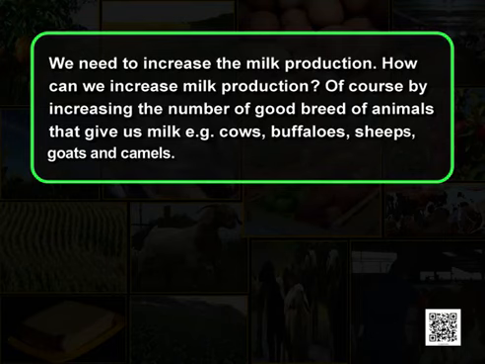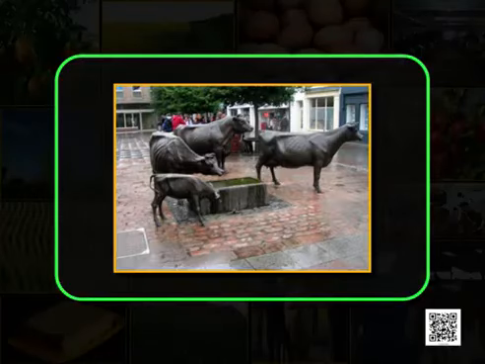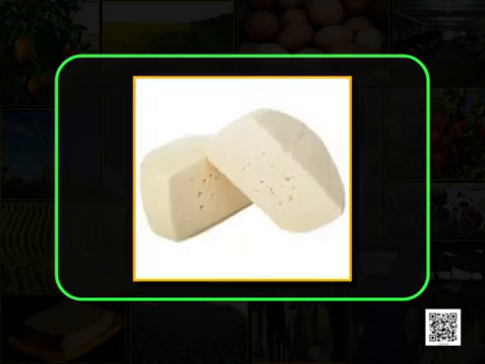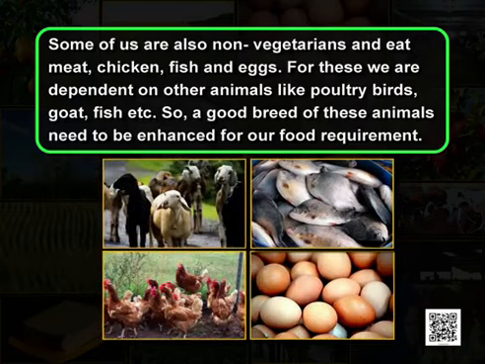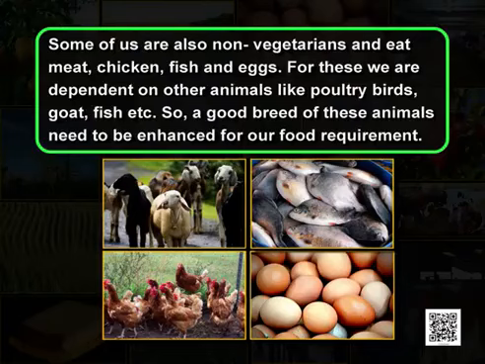How can we increase milk production? Of course, by increasing the number of good breed of animals that give us milk. For example, cows, buffalo, sheep, goat and camel. Now, in this figure, you can see various animals of dairy farming and you can see the products of dairy farming too. Some of us are also non-vegetarian and eat meat, chicken, fish and eggs. For these, we are dependent on other animals, the poultry birds, goat, fish, etc. So, a good breed of these animals need to be enhanced for the food requirement.